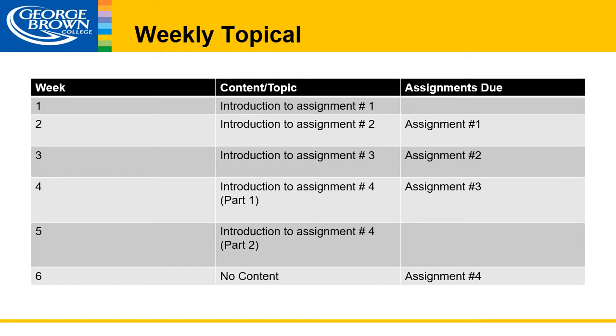You have nothing due in week 5 or at the end of week 5 because you should be working on completing parts 1 and 2 for assignment number 4, which is due in the final week of the course, or week 6. So assignment number 4 is due the last week. During week 6, we will not be covering any content because the expectation would be that you're wrapping up your final assignment. You also probably have tests and assignments due that week, so I think it's good to get ahead a little bit and not have any content during week number 6.